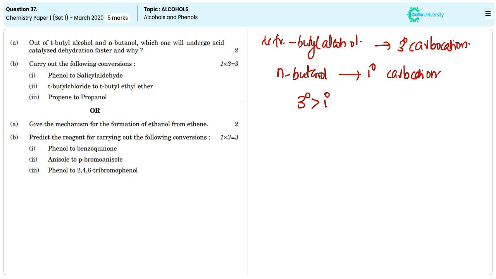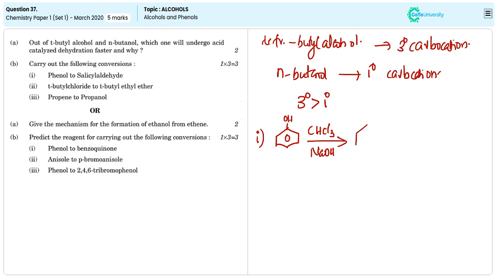The next part of this question is, here some conversions are given as phenol is converting into salicylaldehyde. So how will you convert phenol into salicylaldehyde? We are starting from phenol, that is benzene ring containing hydroxyl group. This compound is treated with CHCl3 in presence of sodium hydroxide.